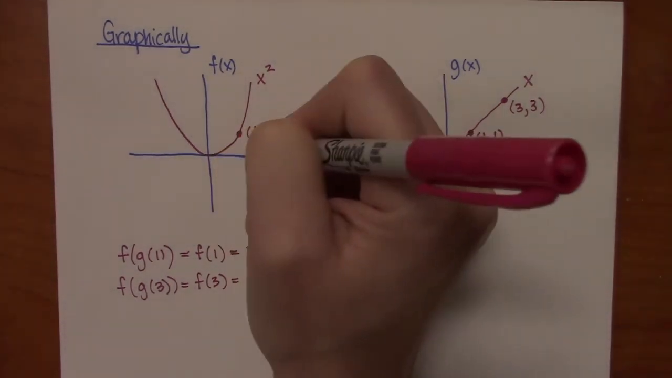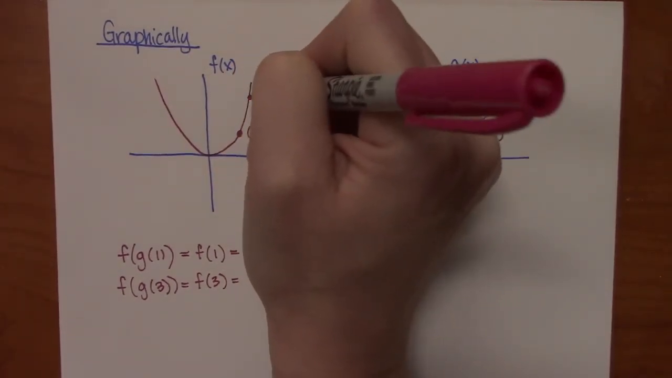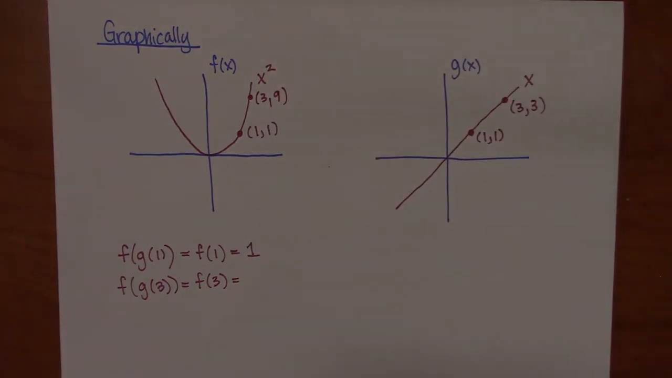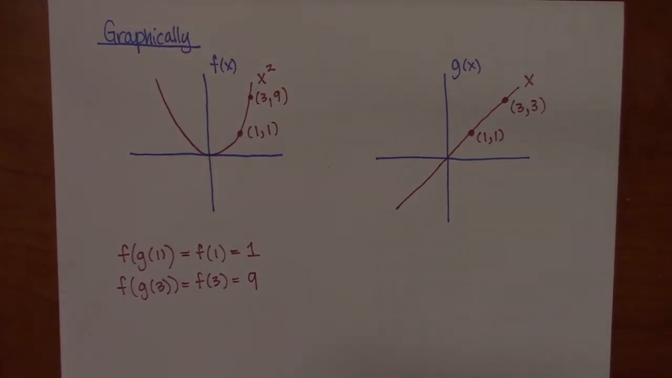So then on this graph, you would locate the point where x is 3, and you would see you get 9, because you have to square every number in x squared. So f of 3 would just be 9.